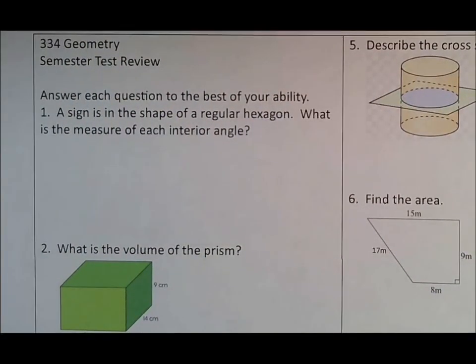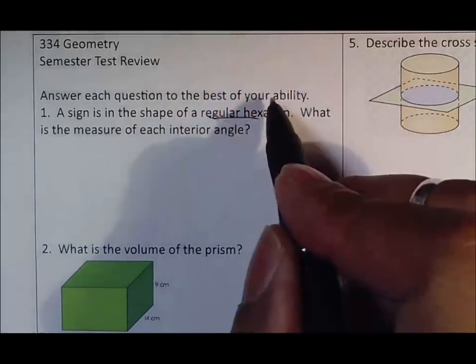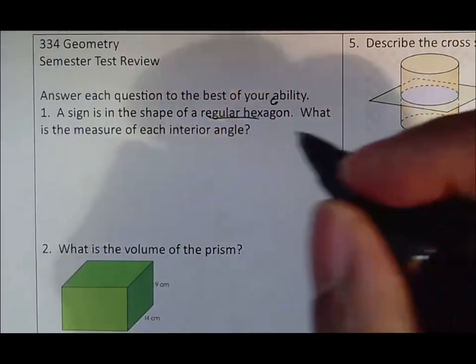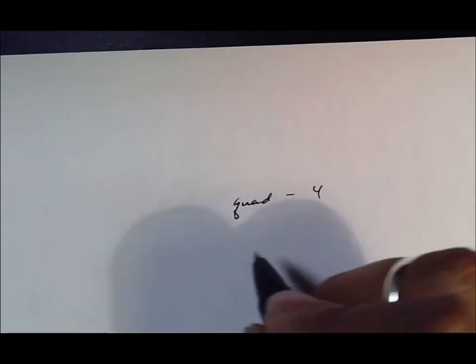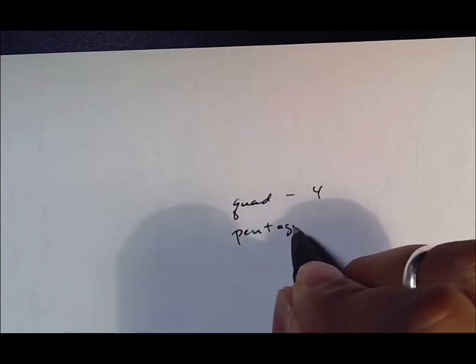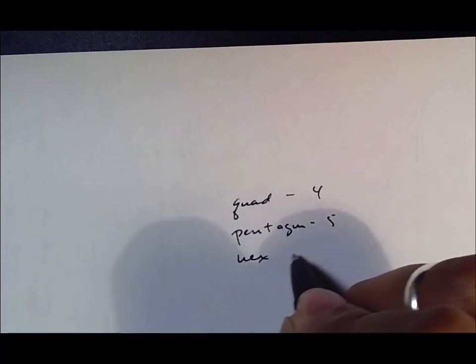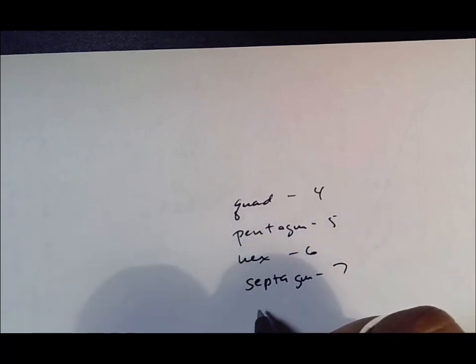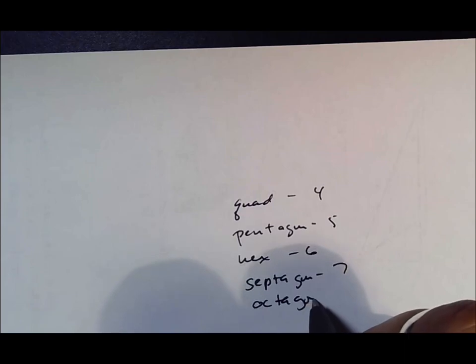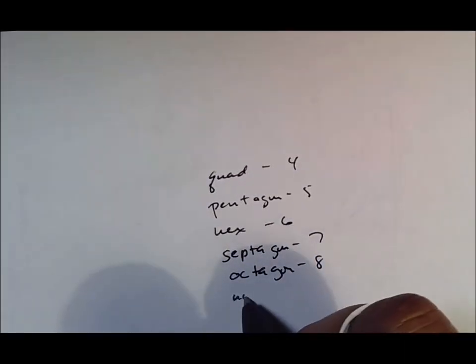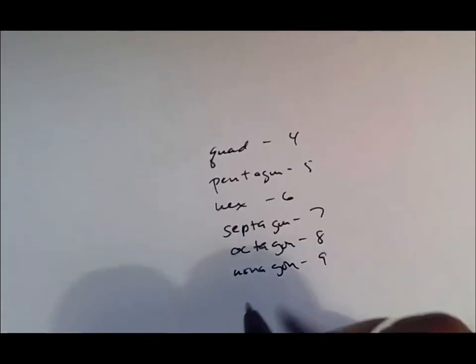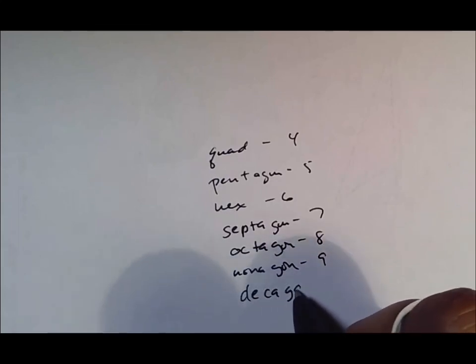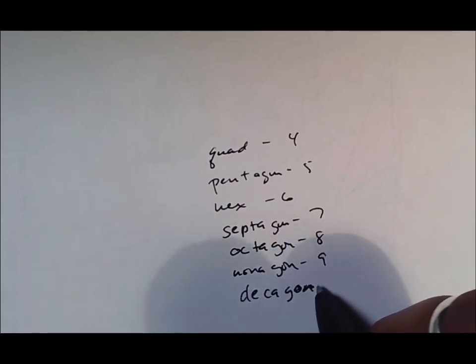All right, so you're talking about a regular hexagon. Don't forget a hexagon is 6 sides. So you have those words. Let's just go through that real quick. You have a quadrilateral, which is 4. You have pentagon, which is 5. You have hexagon, which is 6. You have septagon, which is 7. You have an octagon, which is 8. A nonagon, which is 9, and a decagon, which is 10. Those are the main words you need to know.